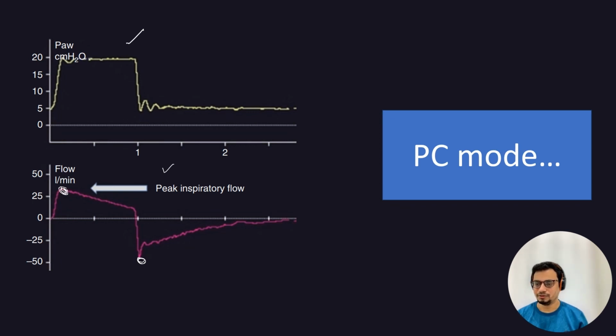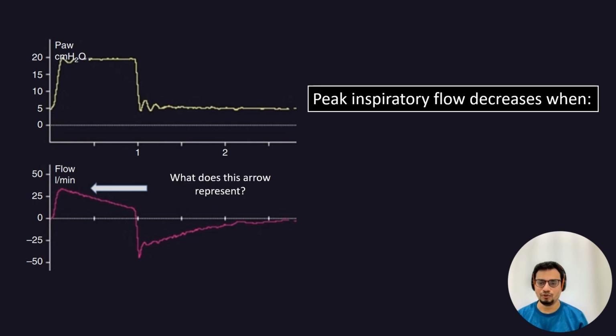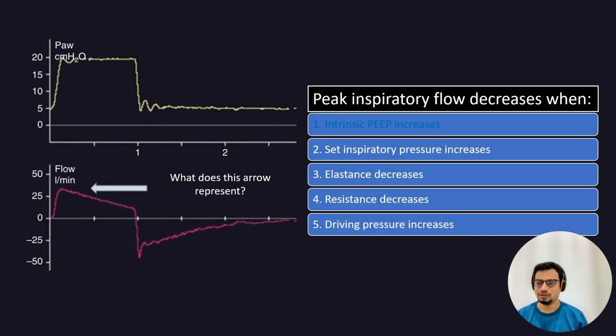All right, so here we have one question for you. Peak inspiratory flow decreases when? So here are the options. Now, let's discuss the second option. The second option is set inspiratory pressure increases. So is this wrong or right?